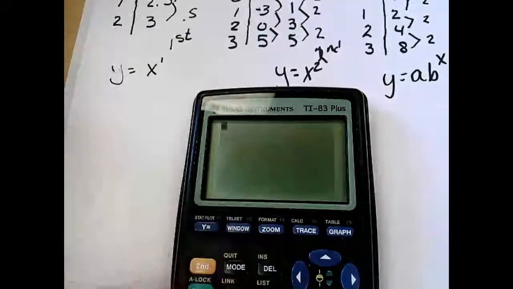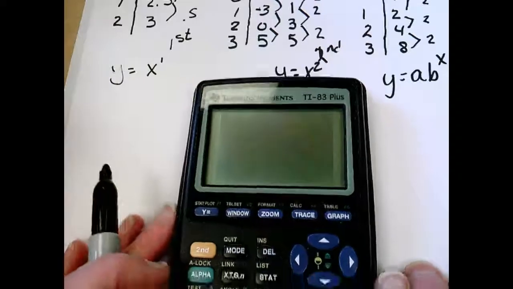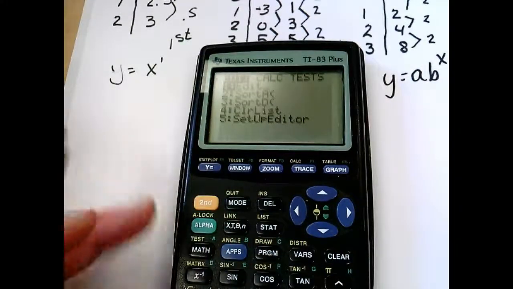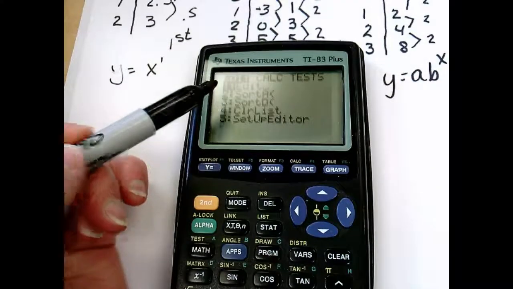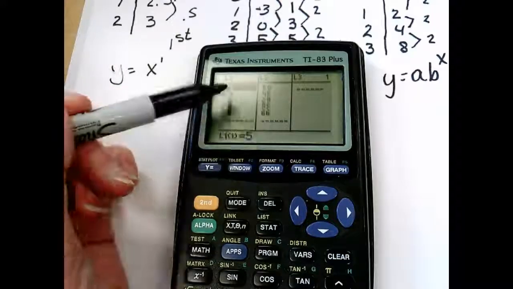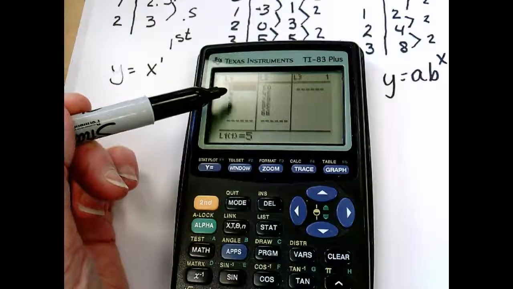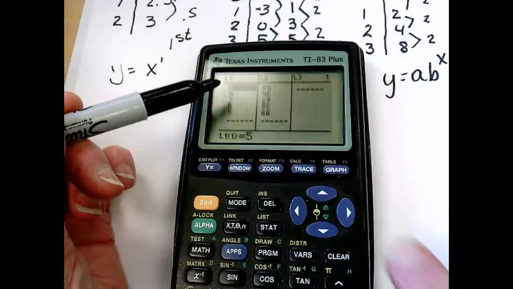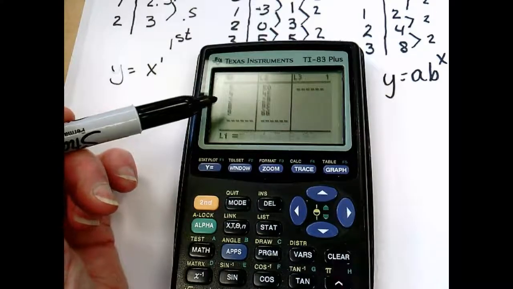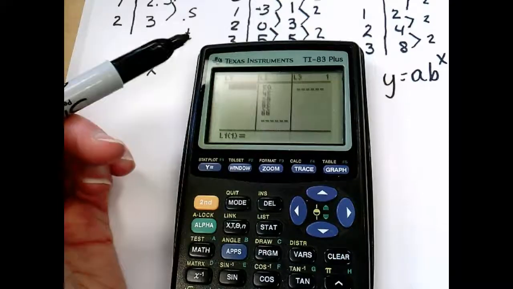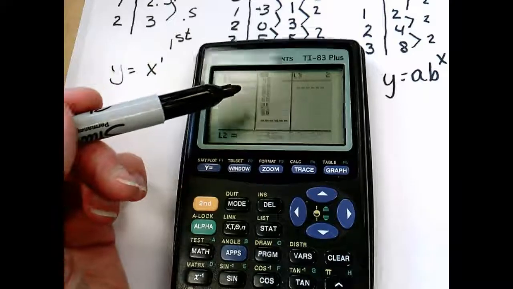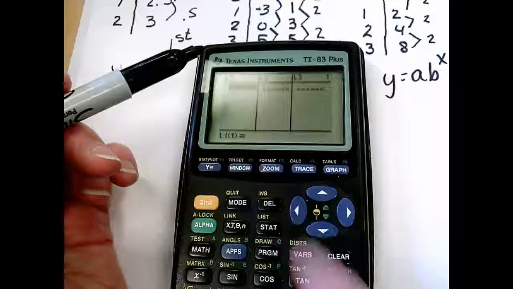To be able to put the lists in, I have to go to my stat key, enter. I want to make sure it says edit, enter again. I can put my two lists in. If there's numbers already in my list, I can clear it by using my up arrow, clear, enter, and that whole list is cleared. Go over to the right, up arrow, clear, enter, second list is cleared.